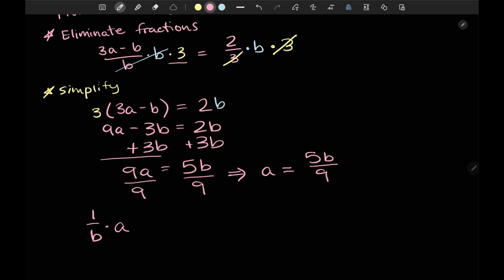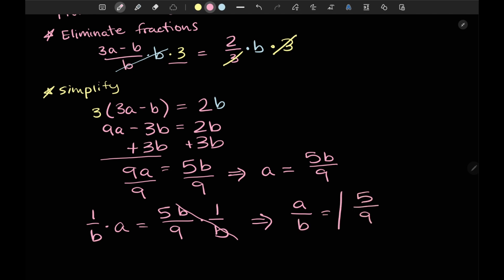I'm just going to do it in terms of 1 over b because it's easier to visualize how that cancels out the b in the numerator over here. Then we are going to get our final answer, which is that a over b is equal to 5/9.